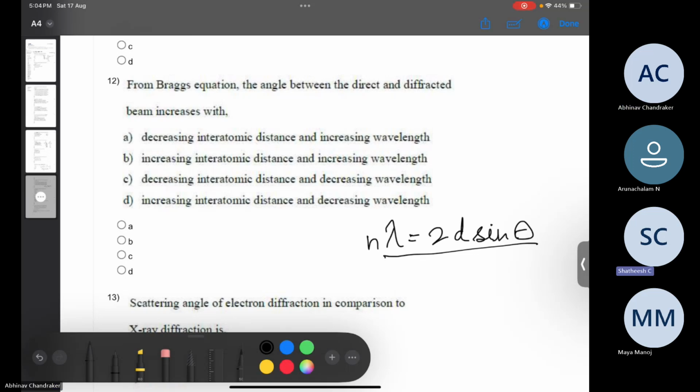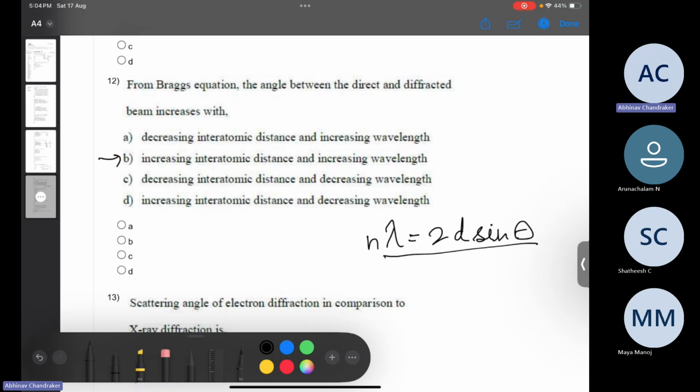Increasing, option B. Option D. You mean option D? Okay, increasing distance and decreasing wavelength. No, increasing the distance, increasing the wavelength. Option B. Okay.